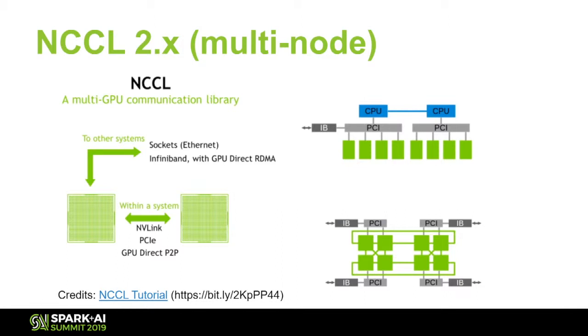So this slide summarizes how NCCL 2 is used. If it's within a system, it's peer-to-peer communication using either NVLink or GPUDirect P2P. Or if it is across systems, it can use the standard network stack or InfiniBand with remote direct memory access. And depending on what the topology is, NCCL can handle the communication.